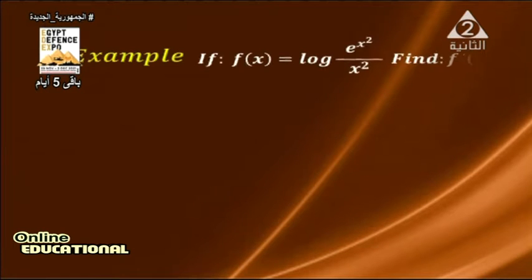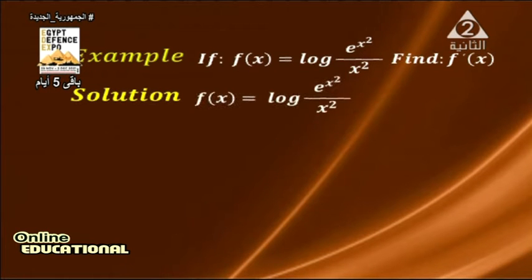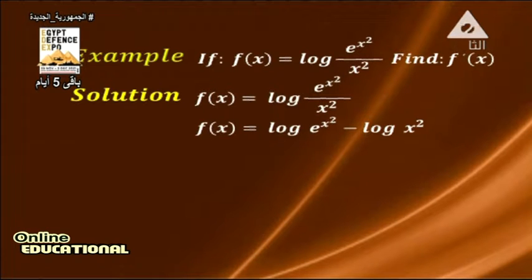If f of x equals log e to the power x power 2 over x power 2, find f dash x. The function f of x equals log e power x power 2 over x power 2. We can write this function as log e power x power 2 minus log x power 2 from the properties of logarithm. And now we have a difference between two functions.